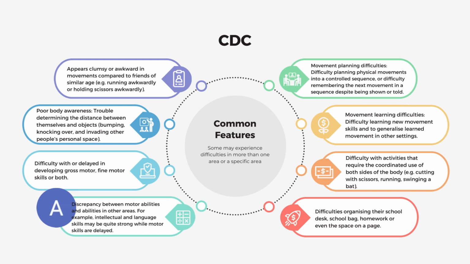Another symptom or common feature of a child with DCD is difficulty with activities that require the coordinated use of both sides of the body. So bilateral movement would be very difficult for people with DCD. For example, when they're cutting with scissors, they might be holding the scissors correctly, but they would have difficulty in controlling the paper with their other hand.